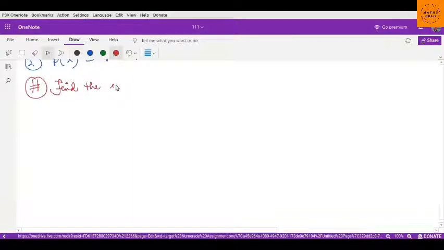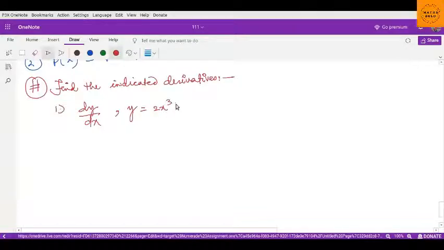Further moving towards the next topic, that is, find the indicated derivatives. So we have the problem: you have to find dy upon dx, where y is given as 2x cube.